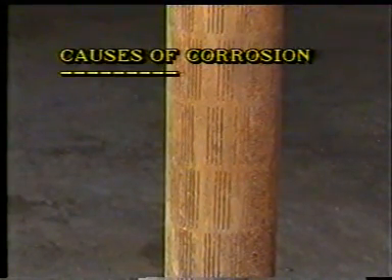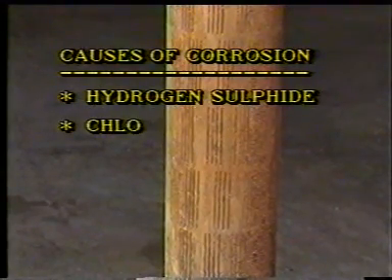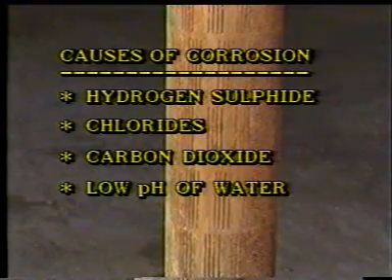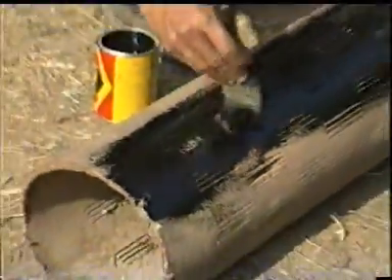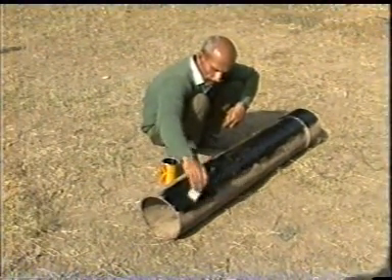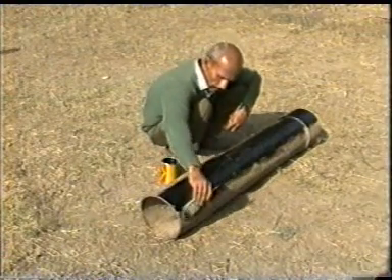Corrosion of screens is caused by the presence of hydrogen sulfide, chlorides, carbon dioxide, low pH of water and dissolved oxygen. It could be minimized by painting of well assembly and well pipe surfaces with anti-corrosive paint or by the application of cathodic paint.